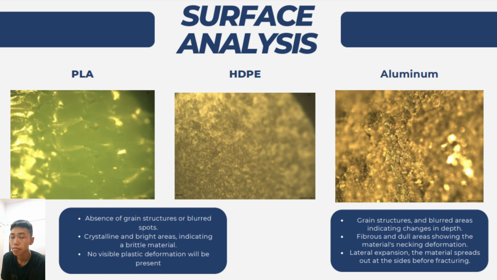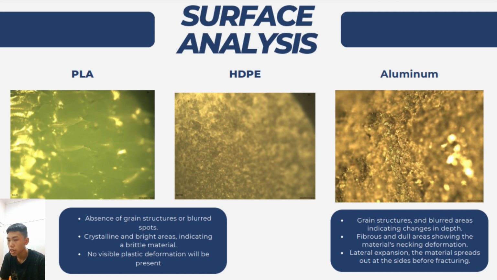So after viewing the materials using the microscope, we are left with the fracture surface area of a specimen. First of all is PLA and HDPE. There can be seen that there is no grain structures or blur spots, meaning that the cut is clean and without any difference in depth, and with crystalline and bright areas indicating its brittle nature. Additionally, there's no visible plastic deformation present in the image.